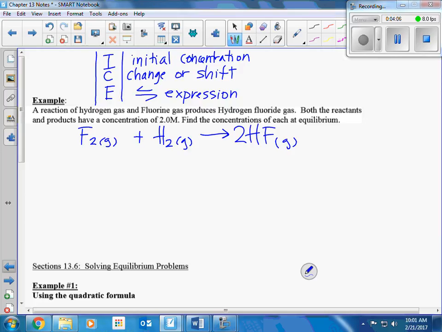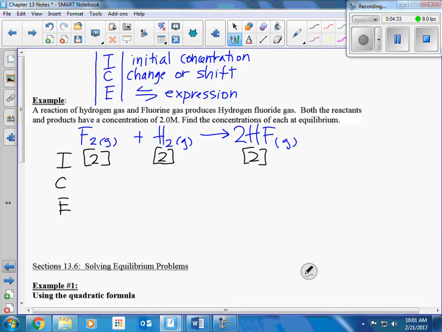And it says they all have the same initial concentration. So this is going to be ICE, I-C-E. So our initial concentration for all of these is 2. Is our molarity. Okay, so if we apply Le Chatelier's principle, does this tell us which way to shift it at all?